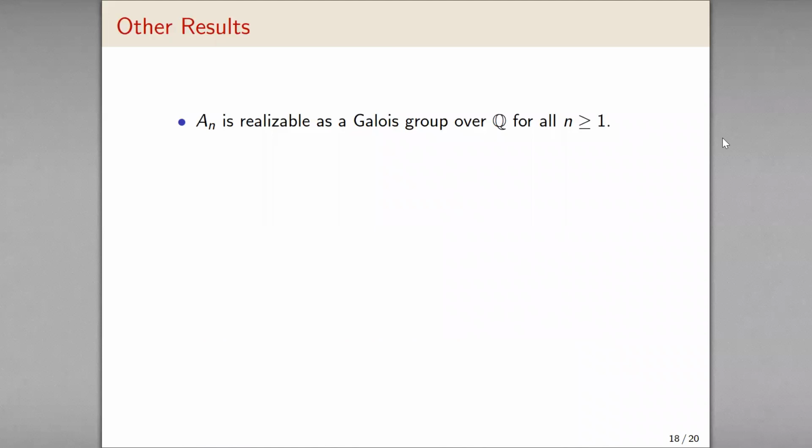Finally, I'll state some other results that are related to the inverse Galois problem. For example, it's known that the alternating group A_n is realizable as a Galois group over Q for every n. To prove this, generally a theorem called Hilbert's irreducibility theorem is used, because one of the corollaries of that theorem is that if a finite group is realizable as a Galois group over the rational functions over Q, then it's realizable as a Galois group over Q. Another important result is that every solvable group is realizable as a Galois group over Q.